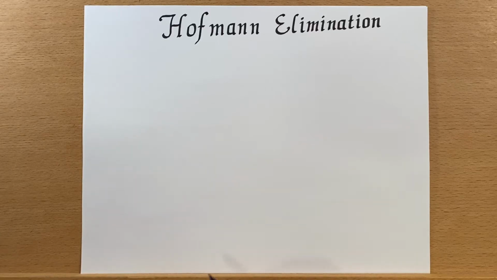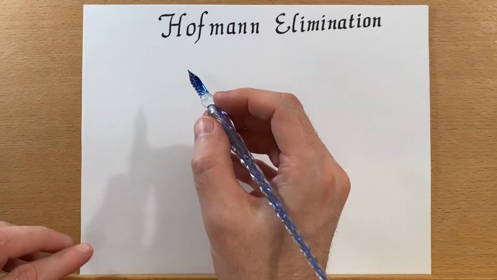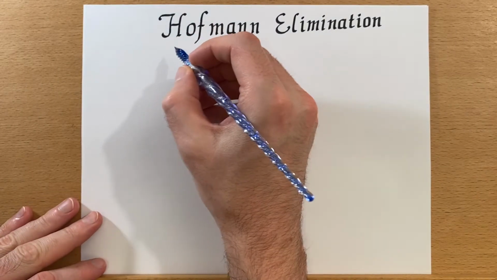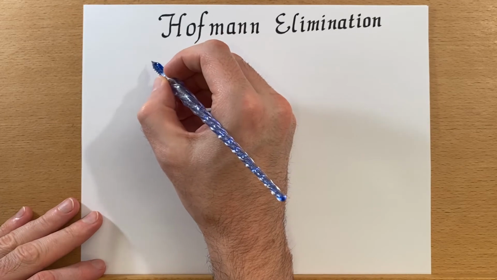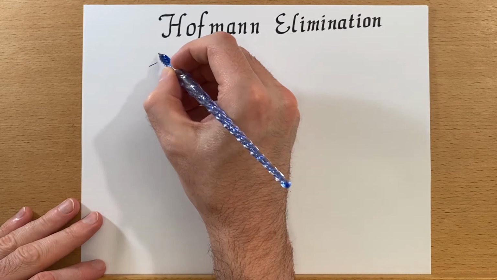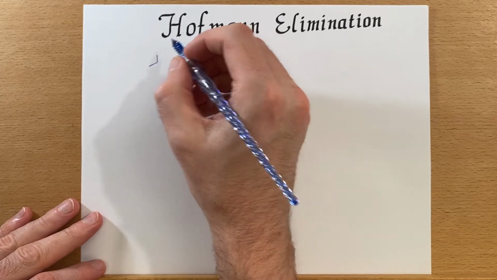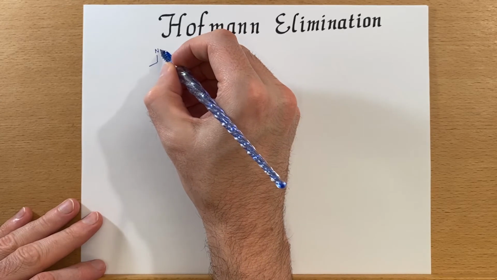Let's explore another elimination reaction. And this one is called the Hofmann Elimination. So, the special nature of Hofmann eliminations is that they form the anti-Zaitsev product.